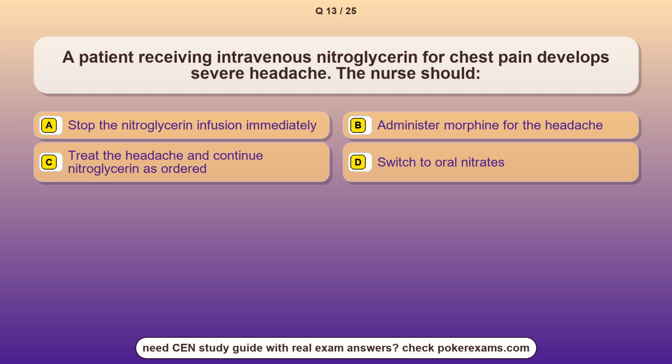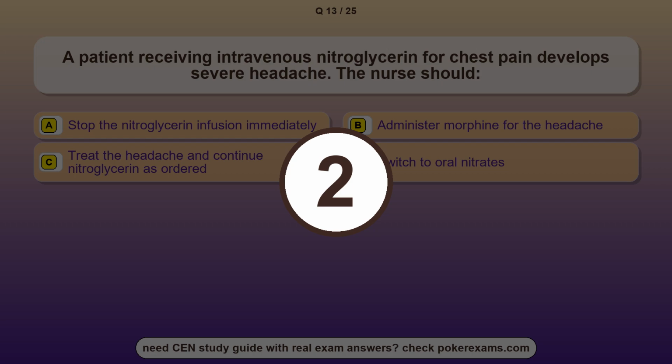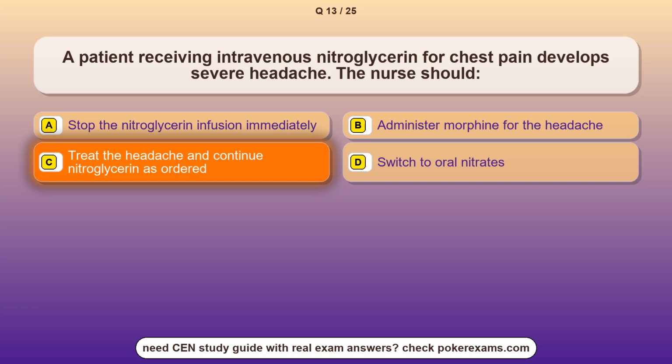The nurse should: Option A. Stop the nitroglycerin infusion immediately. Option B. Administer morphine for the headache. Option C. Treat the headache and continue nitroglycerin as ordered. Option D. Switch to oral nitrates. The correct answer is option C. Treat the headache and continue nitroglycerin as ordered.